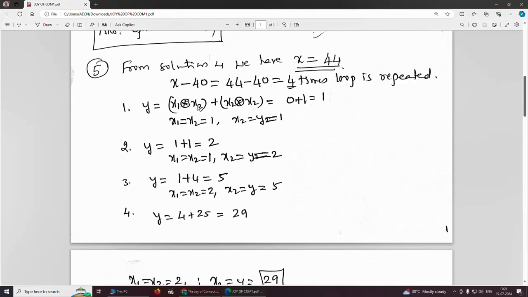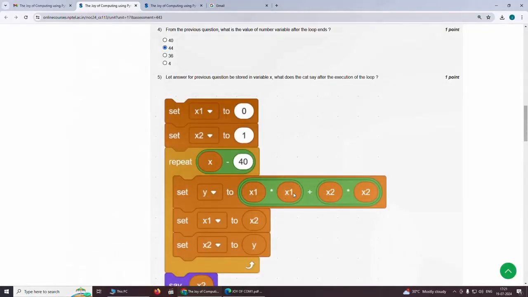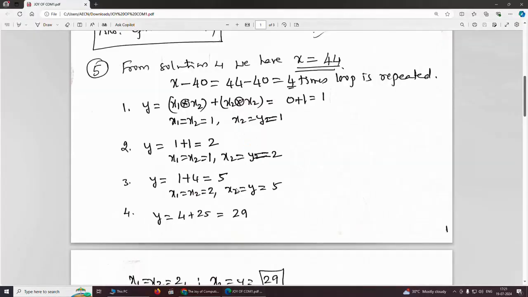Remember it is x1 multiplied by x1, x1 multiplied by x1. So we have to correct it: x1 multiplied by x1. So it is 1 plus 1 is equal to 2. So y equals 2, we will get x1 equal to x2 equal to 1 and x2 equal to y equal to 2.